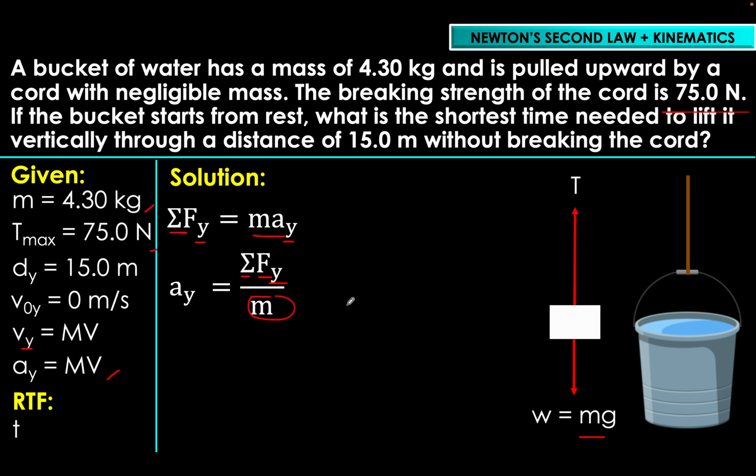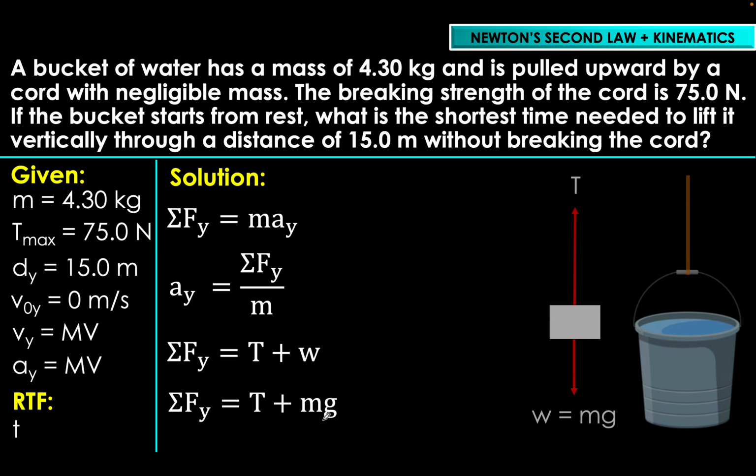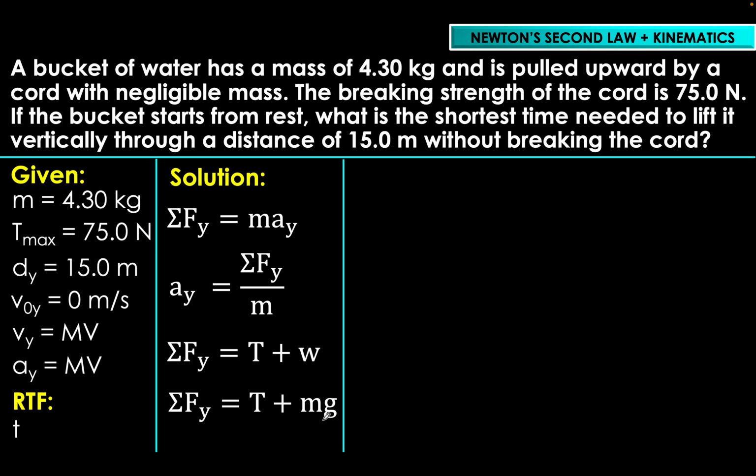So those are the forces acting on the bucket of water. So in short, sigma F sub y, or sum of the forces along y, will be equal to the sum of the tension force and the weight of the bucket. Okay. And then take note, weight is equivalent to mg, or mass times gravitational acceleration. So we can replace w with mg in this expression. And then at this point, we can go back to our equation for acceleration. So this one, it will look like this.